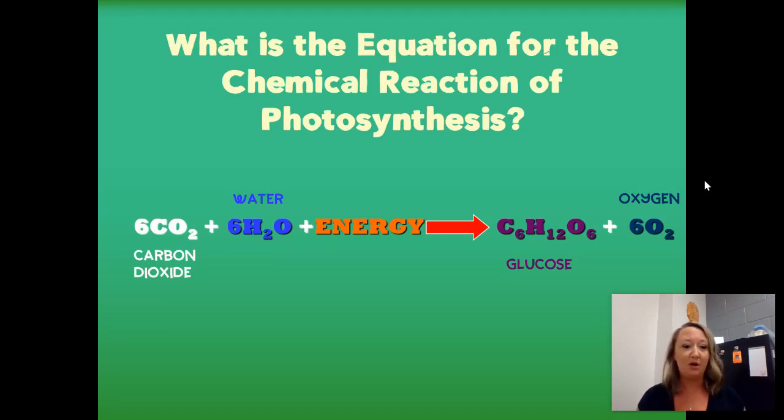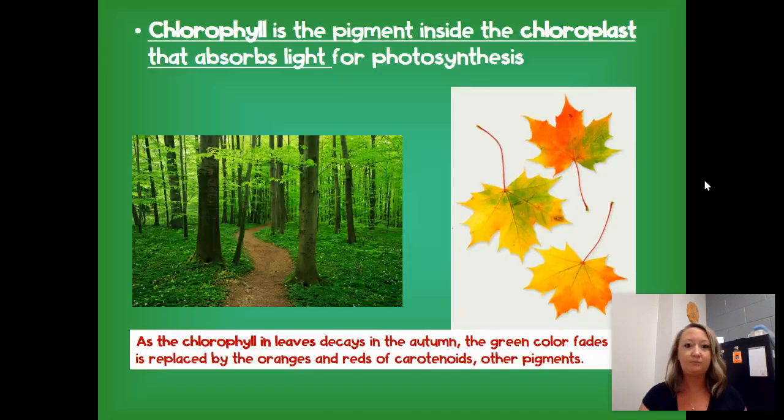6 carbon dioxide molecules, 6 CO2, plus 6 H2O. Water we know is H2O. We're going to put in some energy from the sun, and that's going to transform through a chemical reaction. Remember, we're changing the chemical structure, so we're making something new, into glucose, C6H12O6, and oxygen, right? And some of that oxygen is put off by the plant, which is great for us because we like to breathe that. And some of that oxygen is used in the process of cellular respiration.